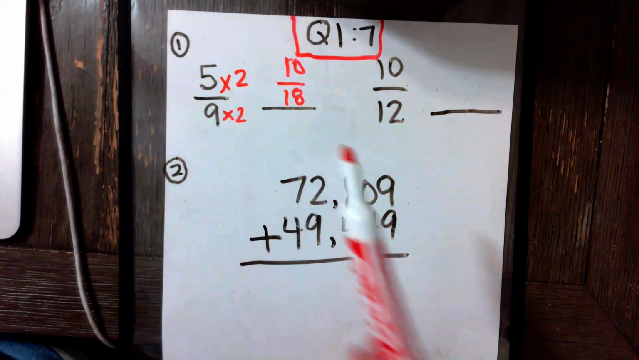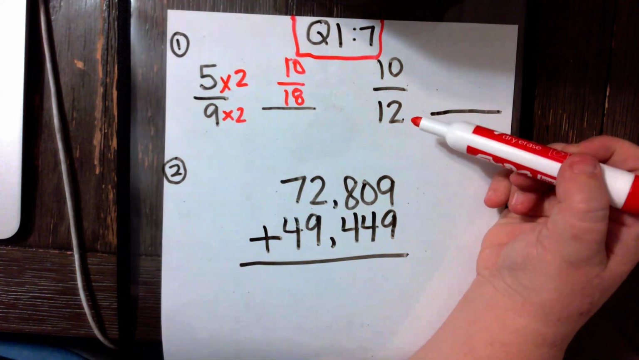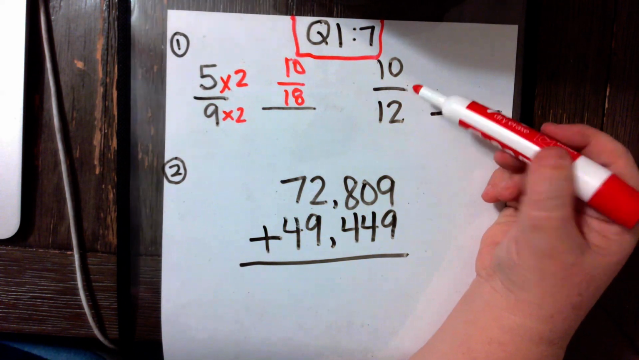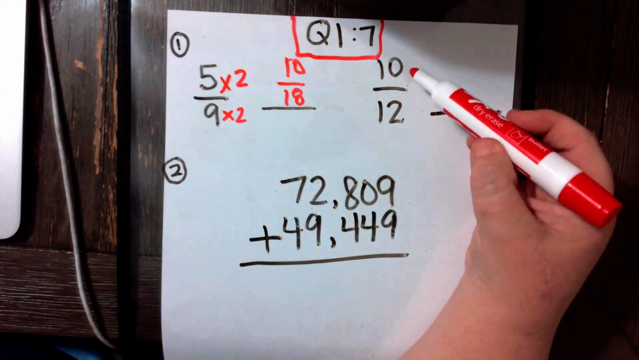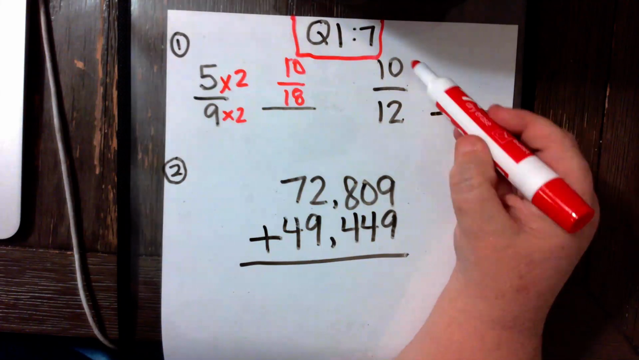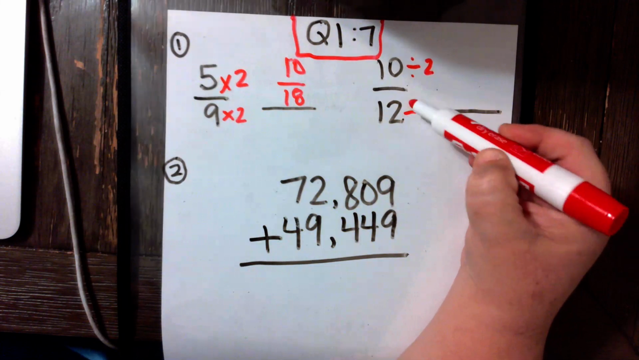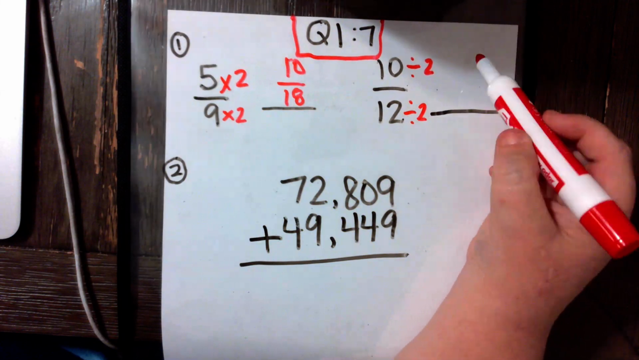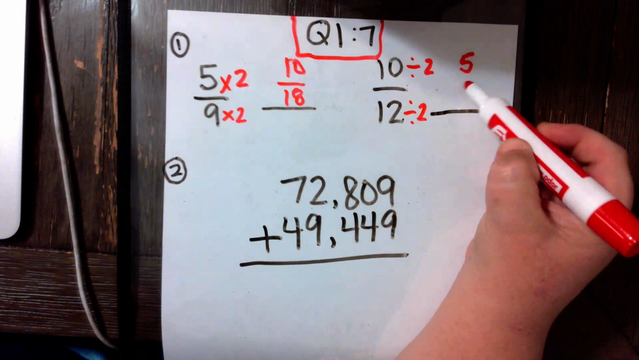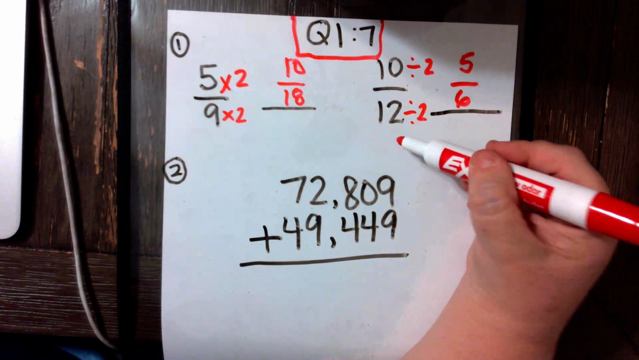With 10/12, I wanted to remind you it's okay to divide as long as you do the same division to the top and the bottom. So I noticed that both of these could be divided by 2. And if we divide them by 2, then this fraction becomes 5/6. And that's an equivalent fraction to 10/12.